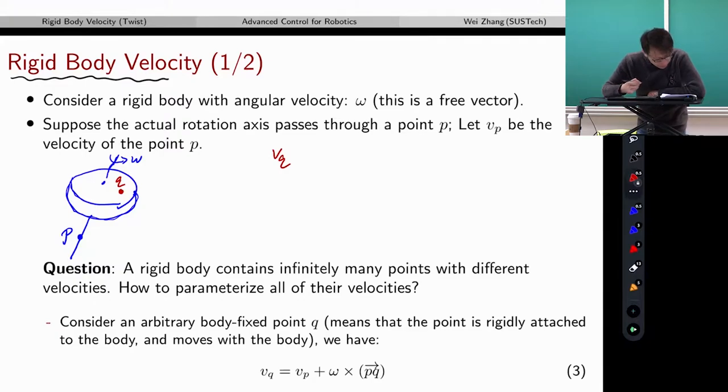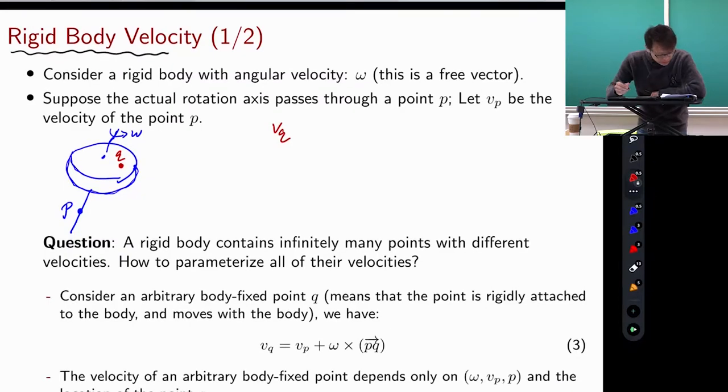Now we have a few things: a point, a vector v of q, and a free vector, the angular velocity omega. What's the relation of vq to p and omega? I think you can write it down. Suppose Vp is the linear velocity of this point. This axis may be moving in space, so it has a linear velocity.